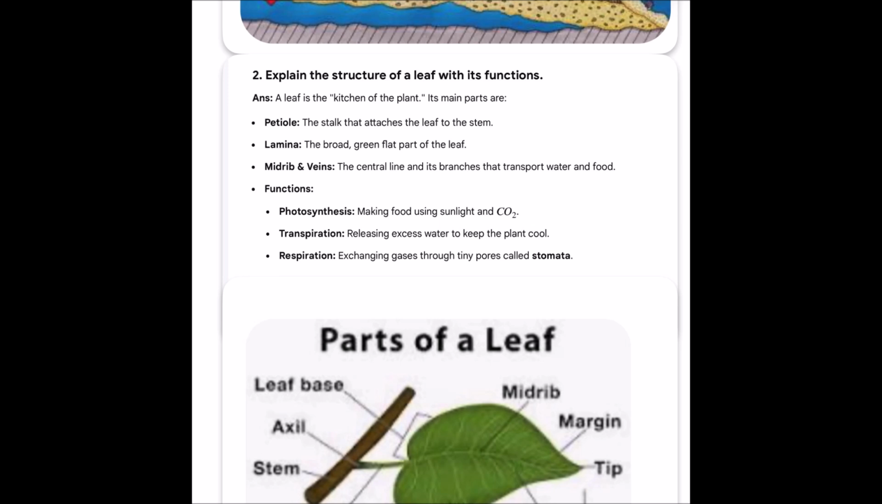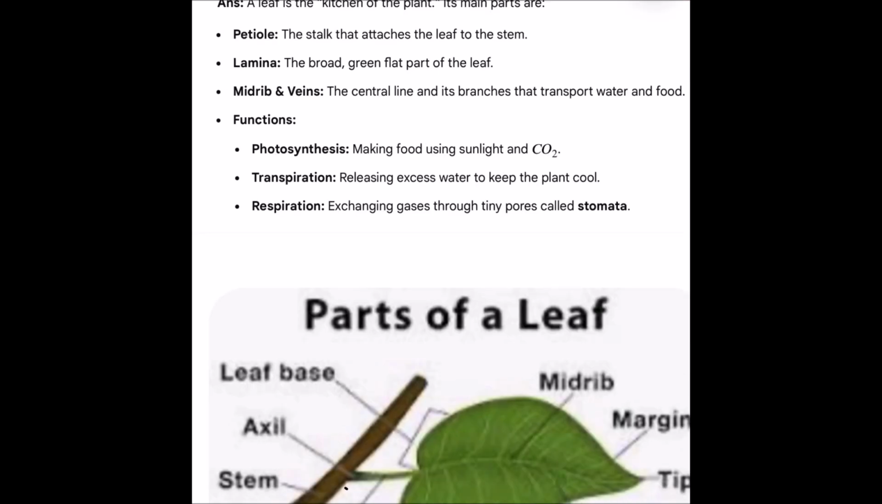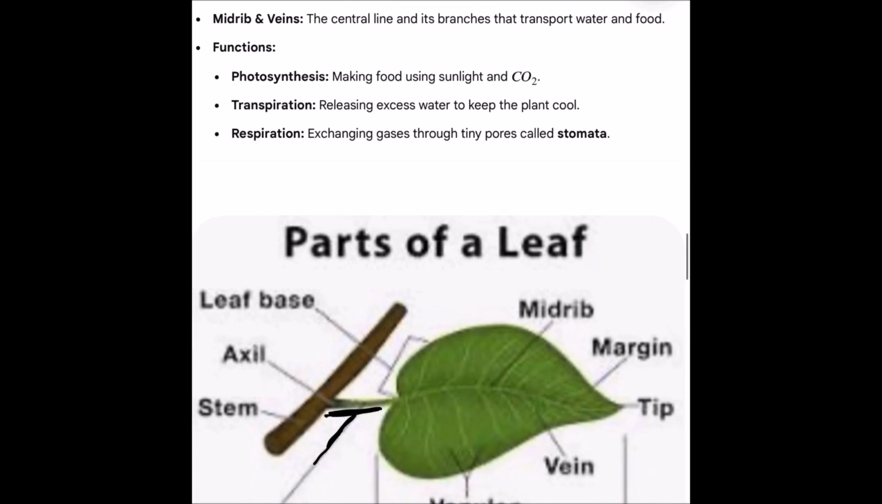Its main parts are petiole. The petiole is the stalk that attaches the leaf to the stem. Here we see in the diagram, this is the petiole. This attaches the leaf to the stem. Next one is lamina. The broad green flat part of the leaf is lamina. So this broad part is called the lamina of the leaf.